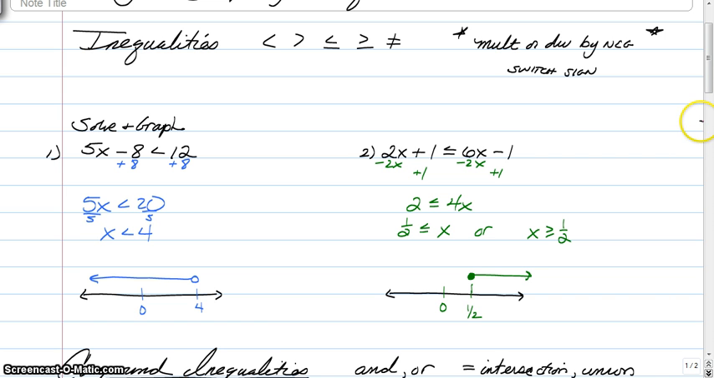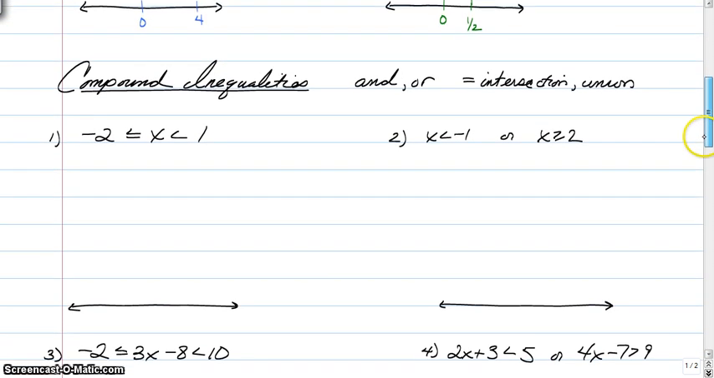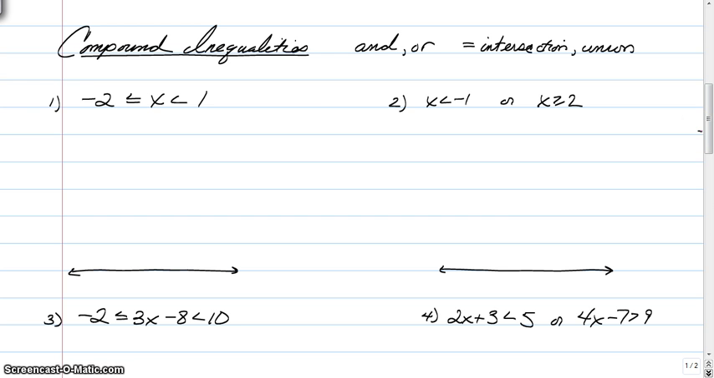Okay, so that's how we solve and graph simple inequalities. Now we're going to step it up a little bit, and we're going to move to compound inequalities. This is where we're going to have an and or an or statement. An and can also be described as an intersection, and an or is known as a union.